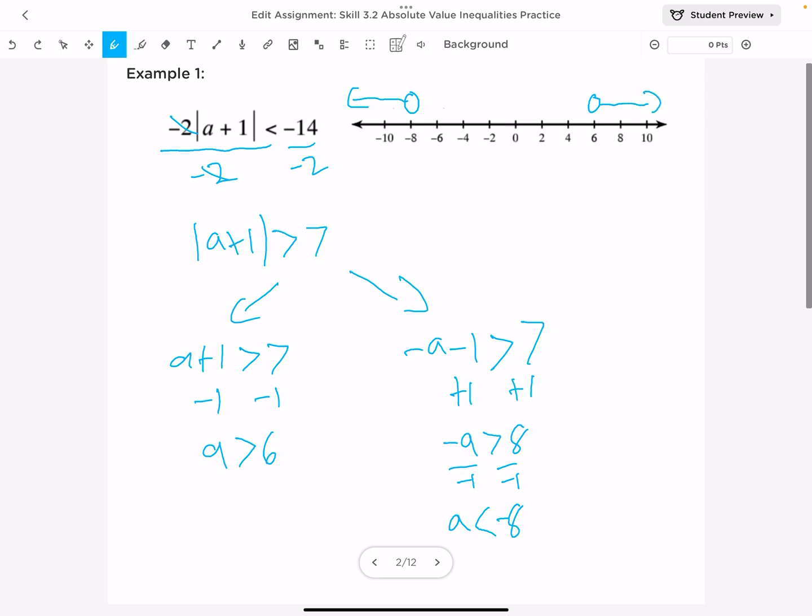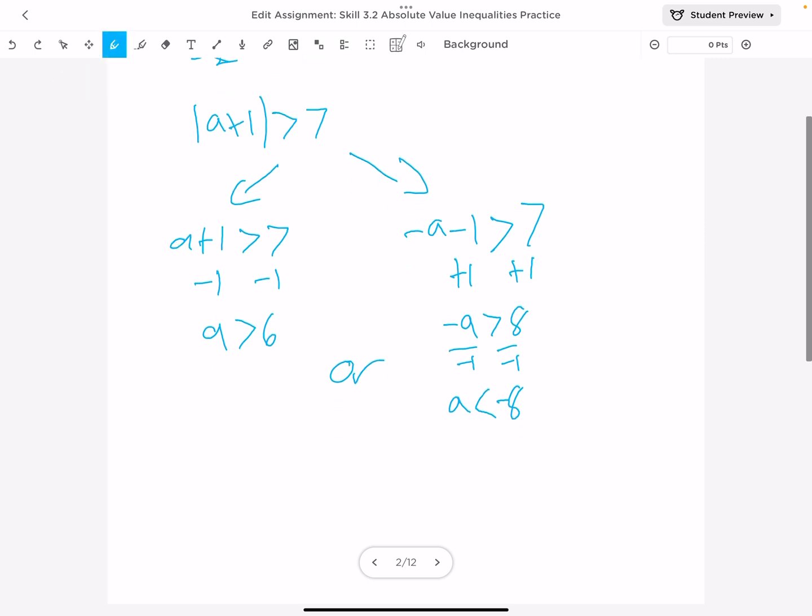So this is an or, so we would just say or. And so when you write it into ClassKick, you could do it either way: A is greater than 6, or A is less than -8, and that would be your answer.